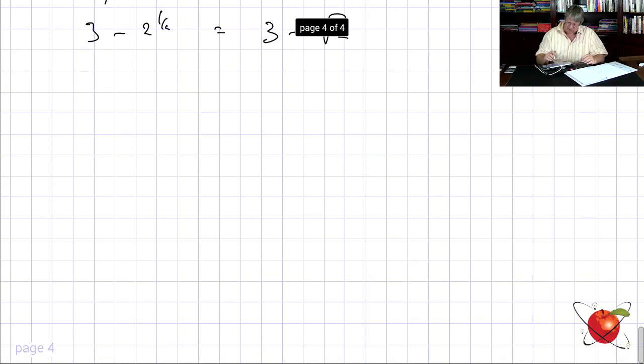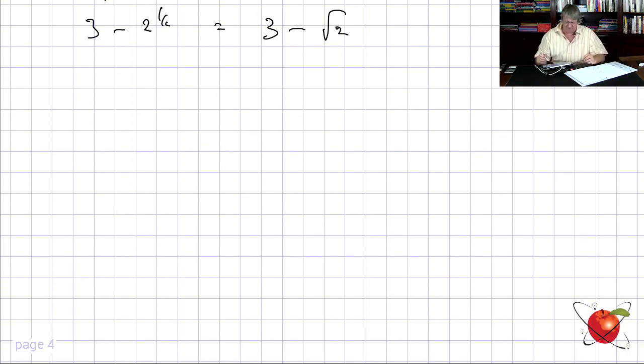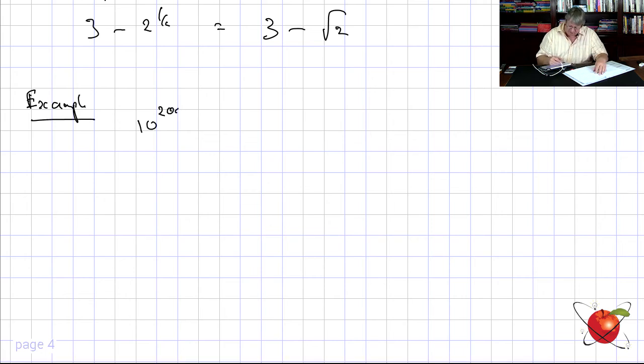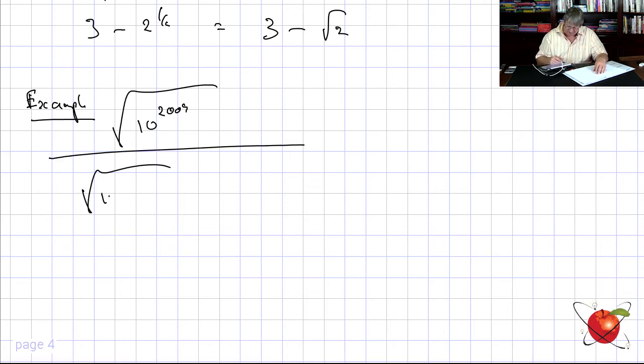Here's an old, these are old favorites that you get. They ask you, simplify the following, okay? This is another example of exponents and surds. 10 to the power of 2009 and the square root of that, all over 10 to the power of 2011 minus root 10 to the power of 2007.